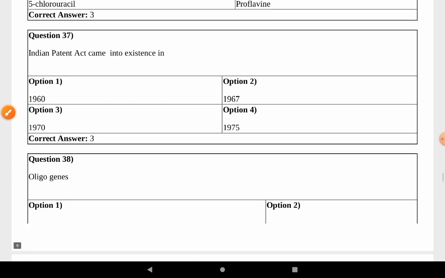Our next question is Indian Patent Act came into existence in option 1 1960, option 2 1967, option 3 1970, option 4 1975. So the correct answer is option 3. In 1970 Indian Patent Act came into existence.